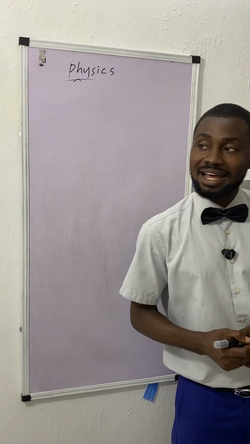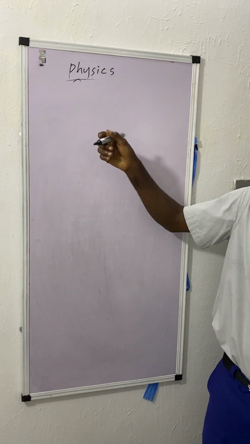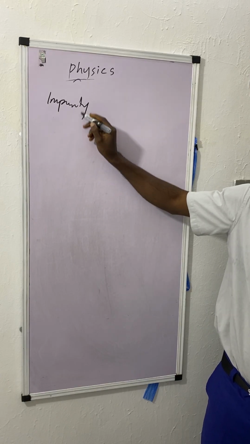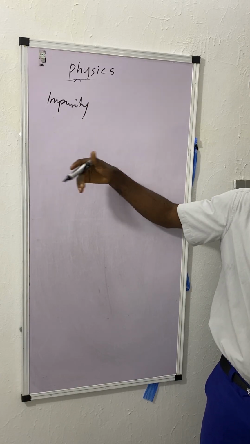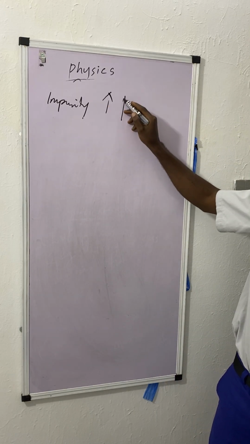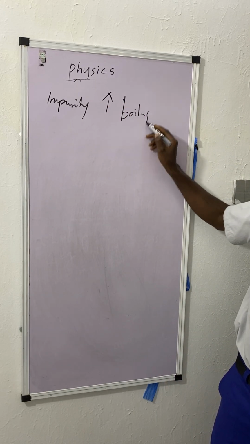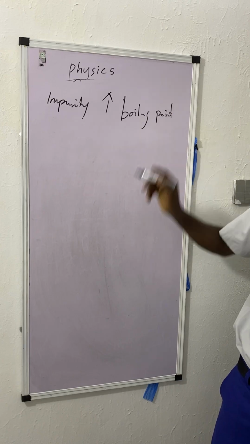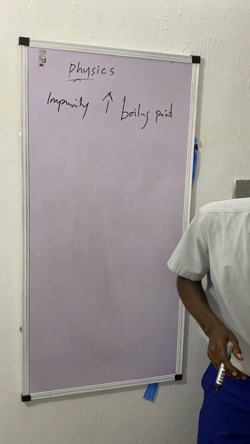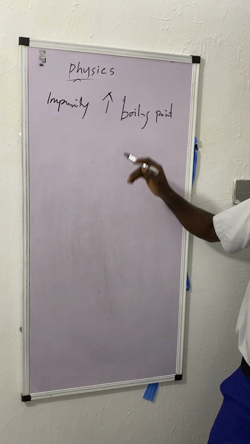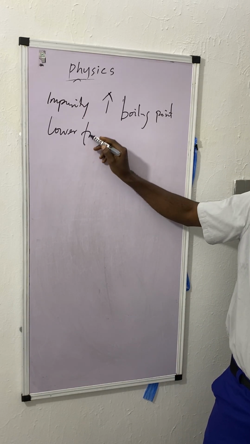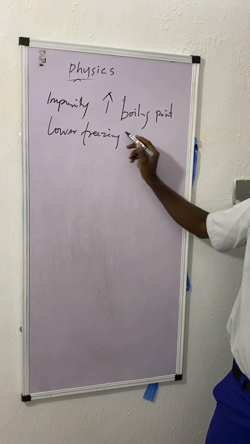What are the factors that can elevate boiling points? Remember we treated hardness of water. So when we have impurity present, impurity which is the presence of other substances in the substance itself, that can raise boiling points. It can also do what? Lower freezing points. Impurity too can lower freezing points.